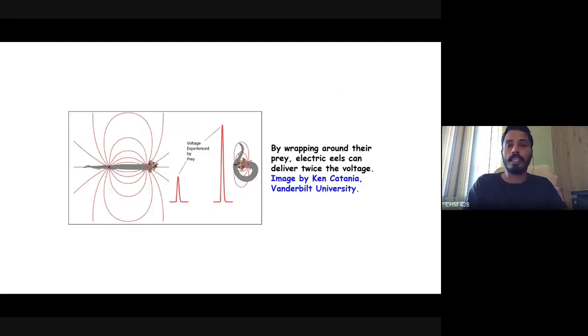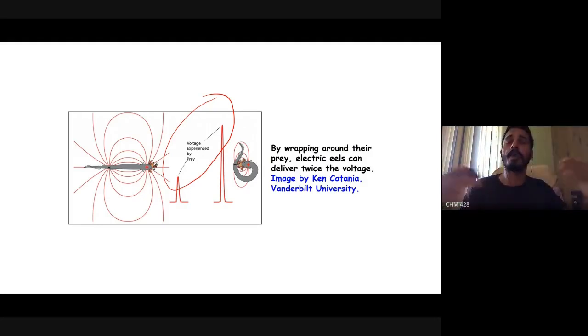Now, recently, scientists from Vanderbilt University found that an electric eel can coil around its prey. When it coils around the prey, they found that the electric field experienced by the prey gets amplified by 3 to 4 times, leading to instantaneous killing of the prey. But interestingly, nothing happens to the electric eel at all, and nobody knows why, even today.